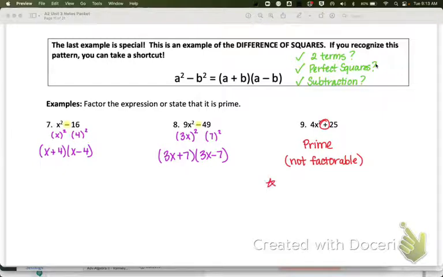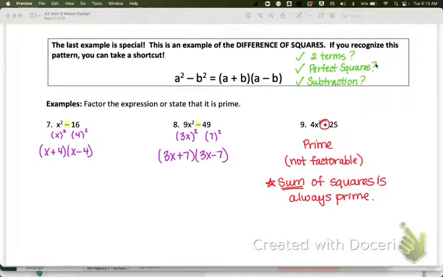And this is an important point, is that the sum, meaning addition, of squares is always prime. It's never factorable. You could try to factor it by grouping. It's not going to work. When you set up your little X, you're not going to be able to find numbers on the side. Only the difference of squares is factorable.